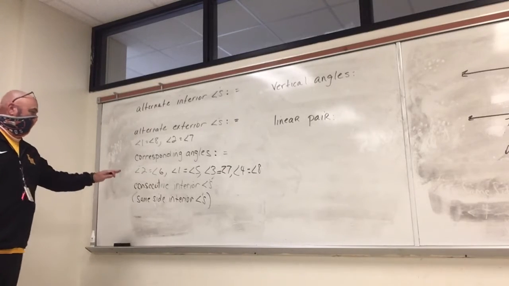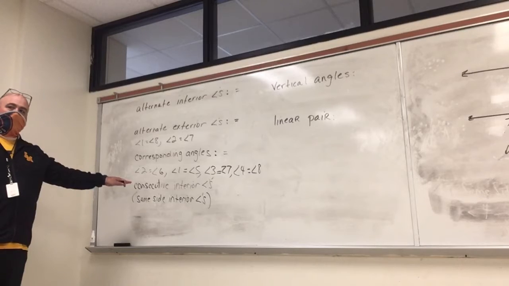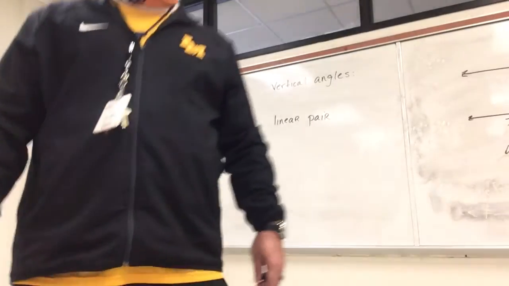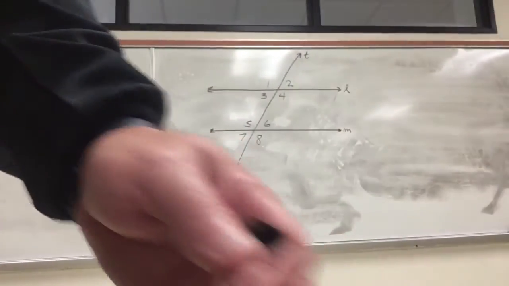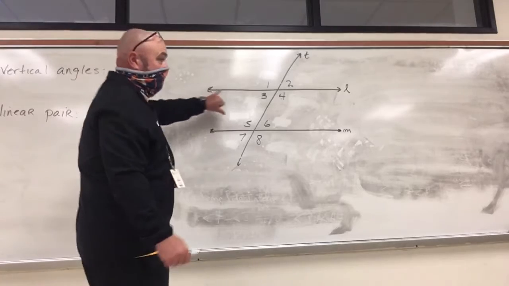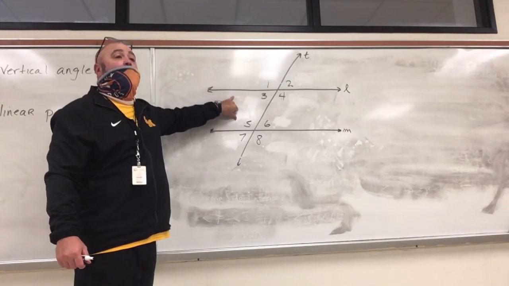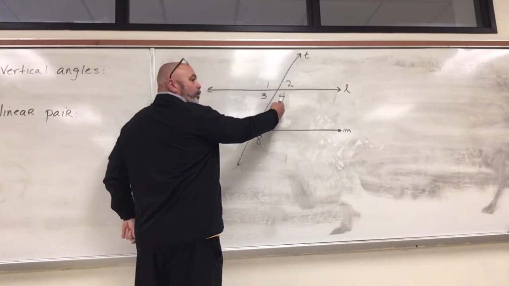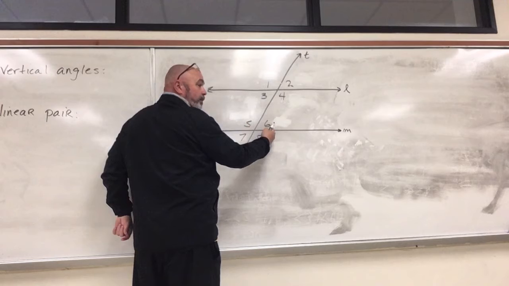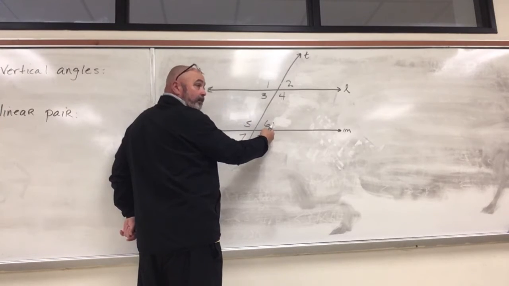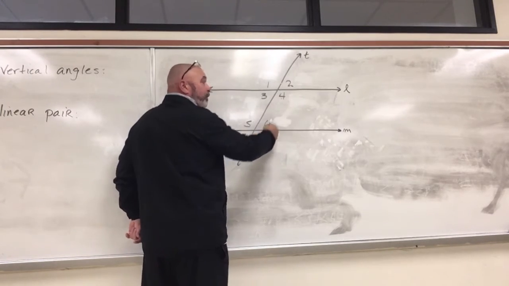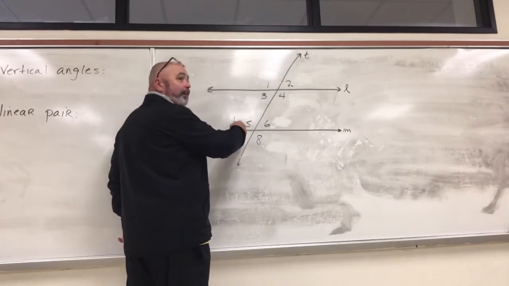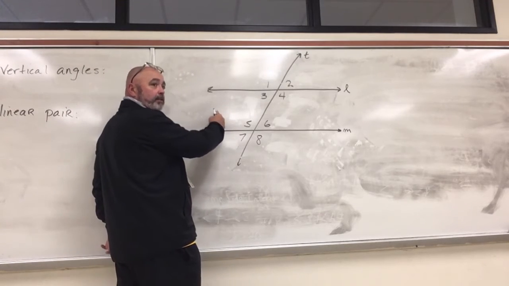Then we talked about consecutive interior, which is same side interior. Consecutive interior is going to be on the inside, and they're going to be back-to-back angles that don't cross a line. So what's back-to-back and doesn't cross a line with 4? 4 and 6. They're back-to-back. They're next-door neighbors. They don't share a fence. 3 and 5, next-door neighbors, don't share a fence.